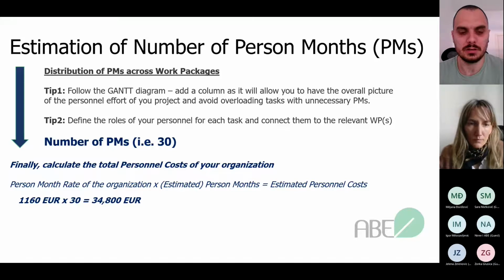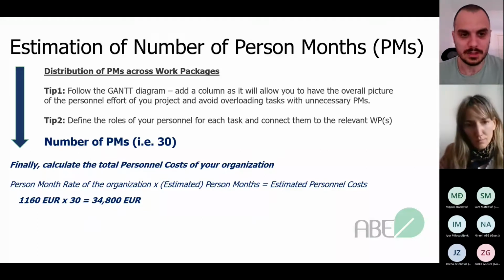Then you can, of course, define the roles of your personnel for each task and connect them to the relevant work packages. Doing these two things, you will have a good understanding of how many hours you will work per task and who will be doing that in your organization. Now, we have taken an example of having 30 person months assigned to your organization for all the tasks of the project. Let's remember these 30 person months are shared among several team members.